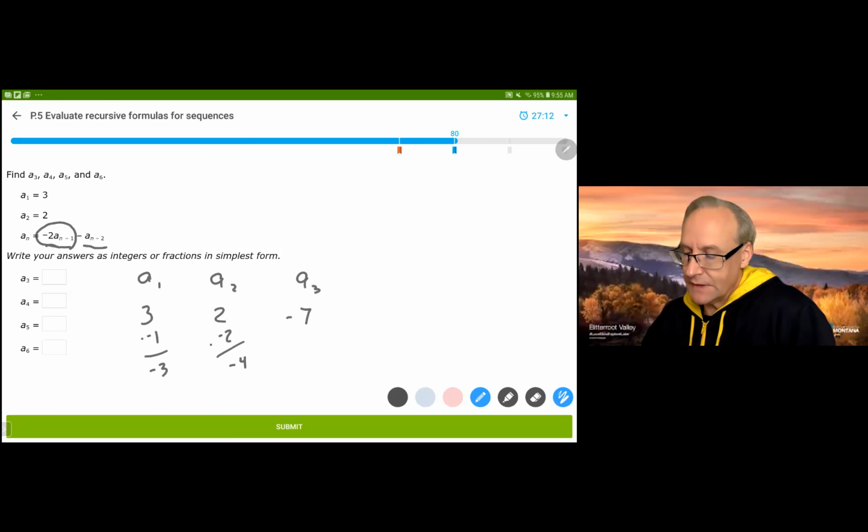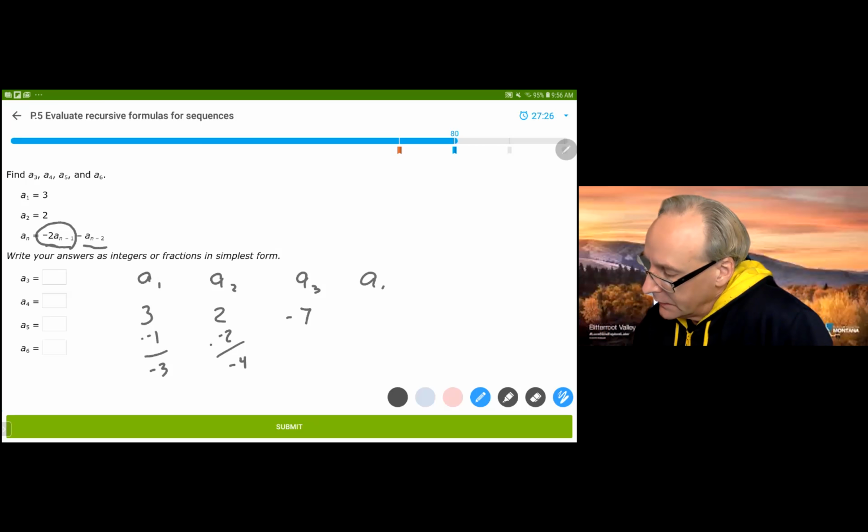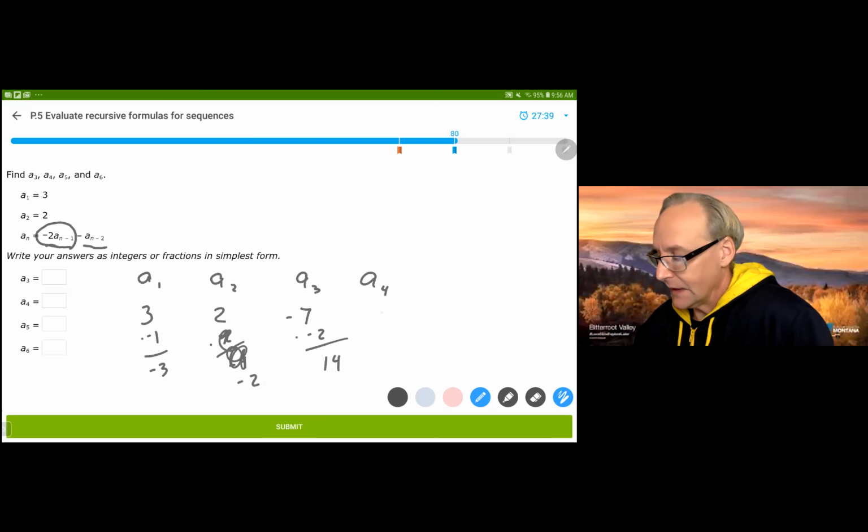Now, I know you're thinking, well, there's a subtraction there. Why are you adding? Well, it's easier to add negatives than it is to subtract from negatives. Subtraction is a big problem in mathematics. Anyway, A4, we are going to multiply the last term by -2, and that's going to give us our 14. And then we're going to multiply this one by -1. We're going to change the sign, and then we're going to add them together and get our 12. Got it?